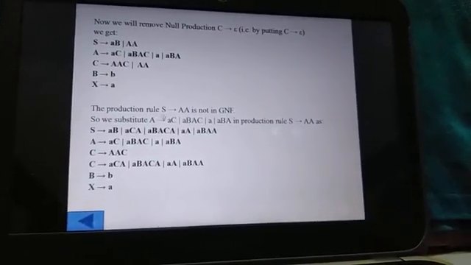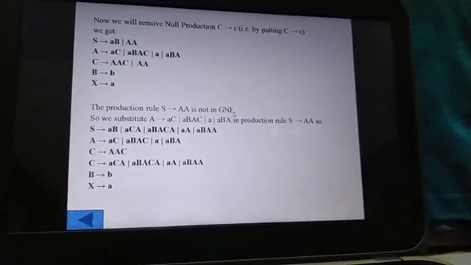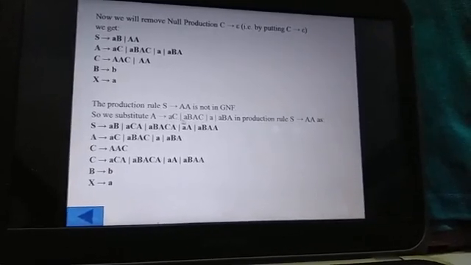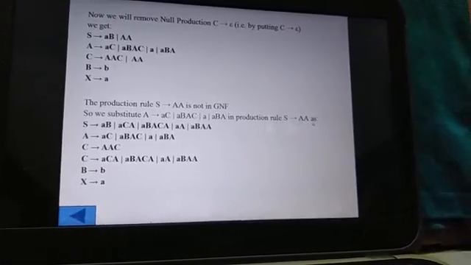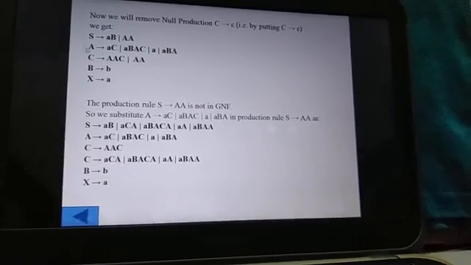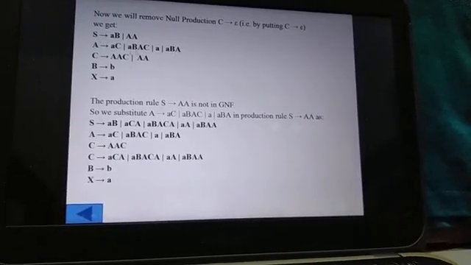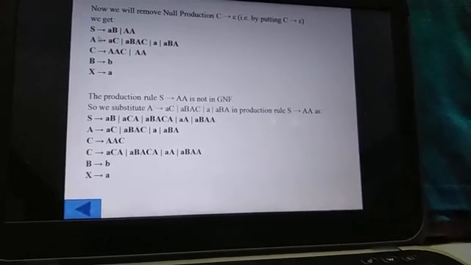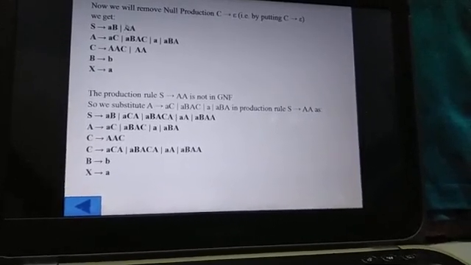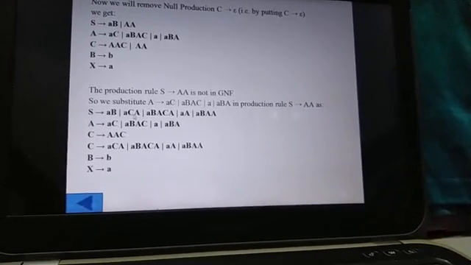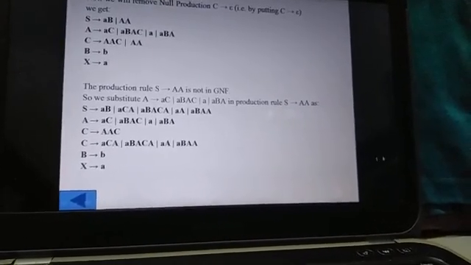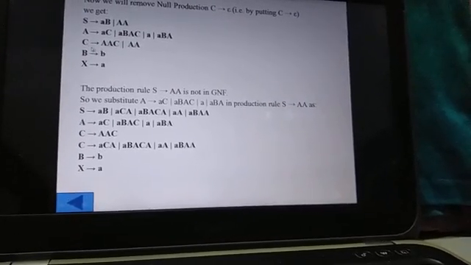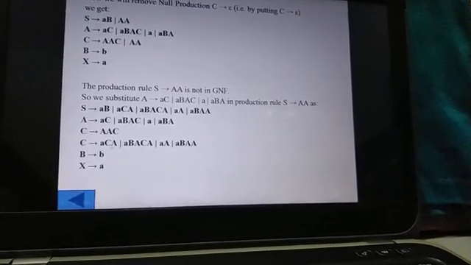Now the production rule S produces AA is not in Greibach normal form. So we substitute the value of A in the production rule S produces AA as this. So we get the value of A, this, which is already in Greibach normal form. So we need to replace the value of A in S produces AA in the first A. So we get this grammar. We also replace the value of A in C produces AA also. So we get this grammar.